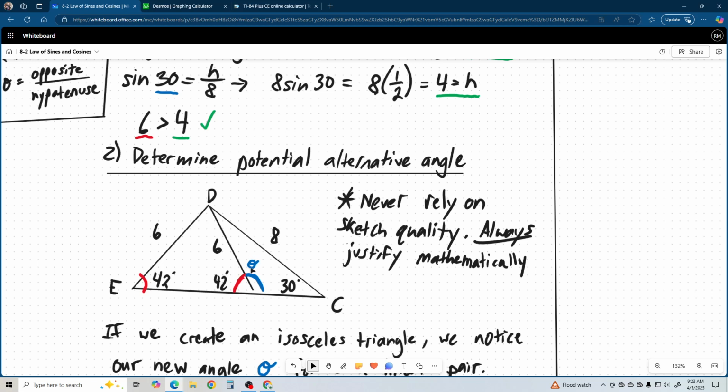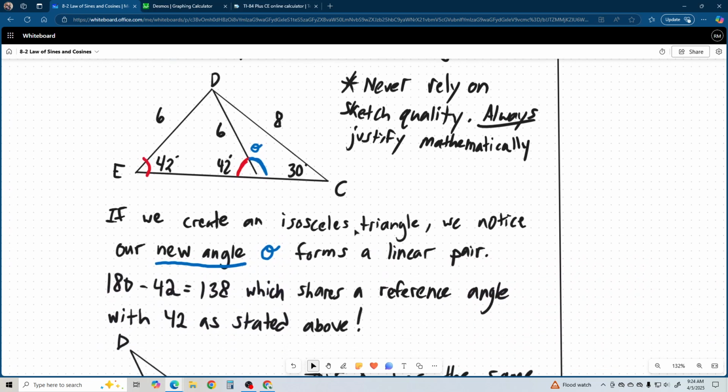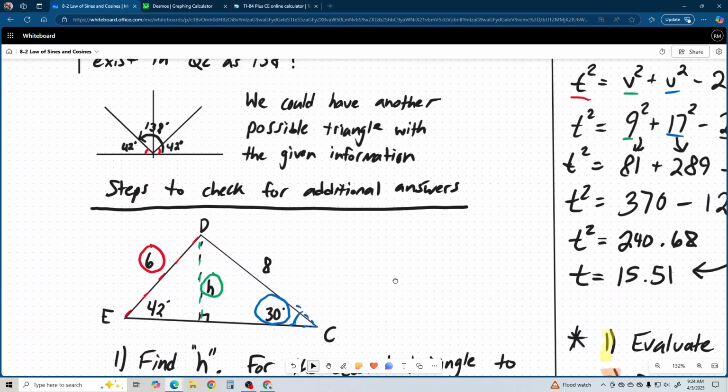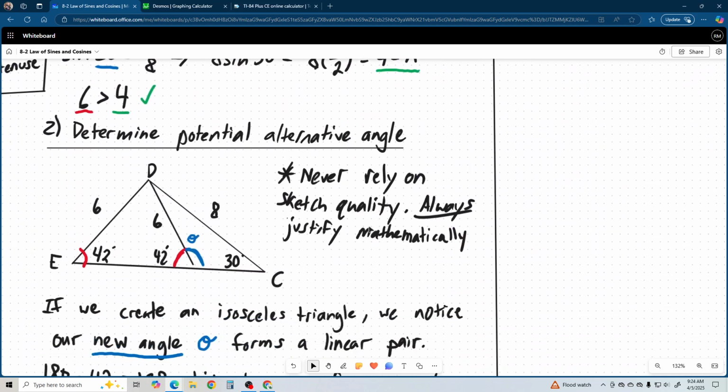Right? And now let's try to find what this angle could be. Well, if we know that this angle in this corner is 30, we know that this side length is 8, and now we know that this side length is 6, because we'd established that it was isosceles. Well, in order for this to be isosceles, this has to be 42, which means now we can find this, which would form a linear pair. So all we would do is 180 minus 42. What's 180 minus 42? 138, right? Do you remember that number from before? 138 is the other number for our reference angle. So we know that this angle here, theta, is 138 degrees.